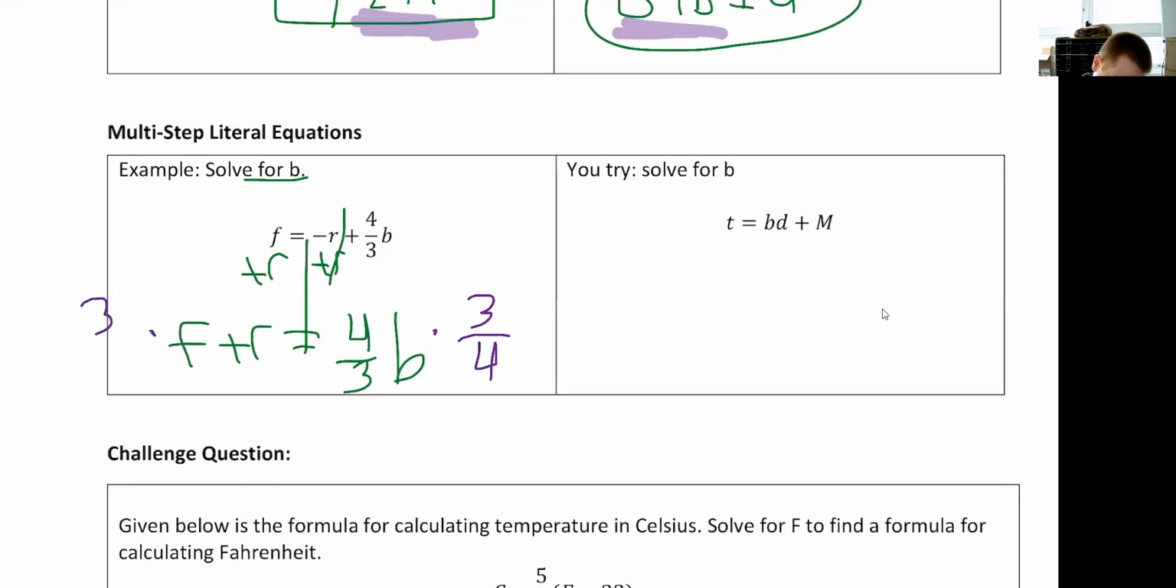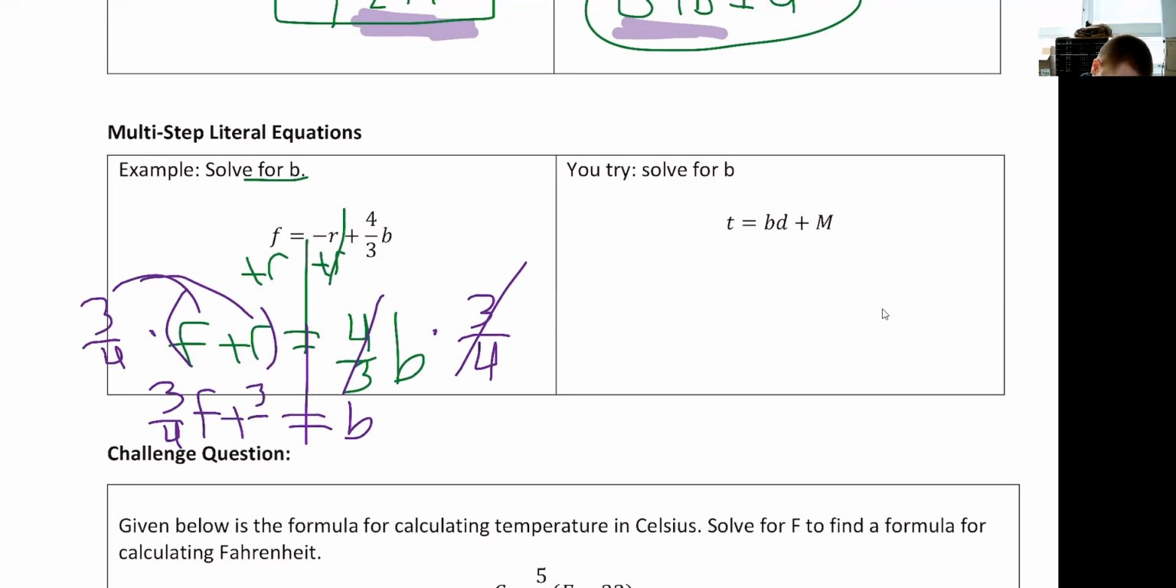We've got to do it to both sides. So that would just cancel. We'd have b by itself, which is what our goal was. And then on this left-hand side, you do need to be careful. You really need to multiply both parts of these by 3/4, or basically just put a 3/4 in front of both of these variables. So you'd have 3/4 f plus 3/4 r.